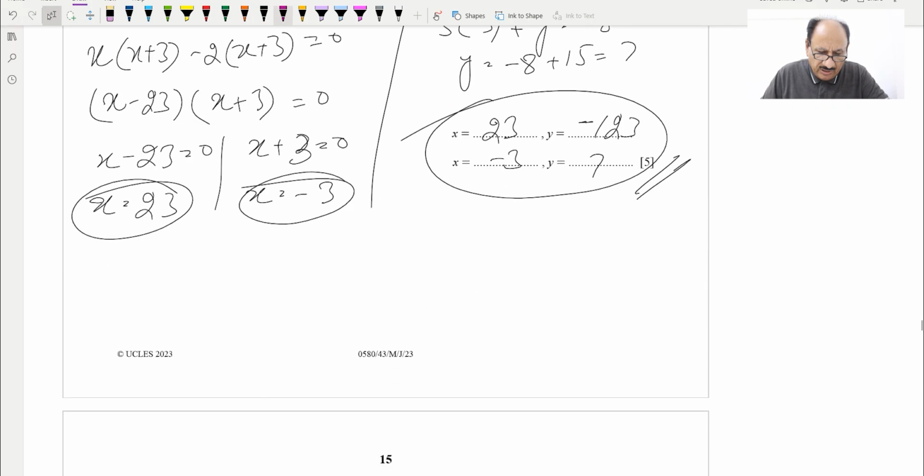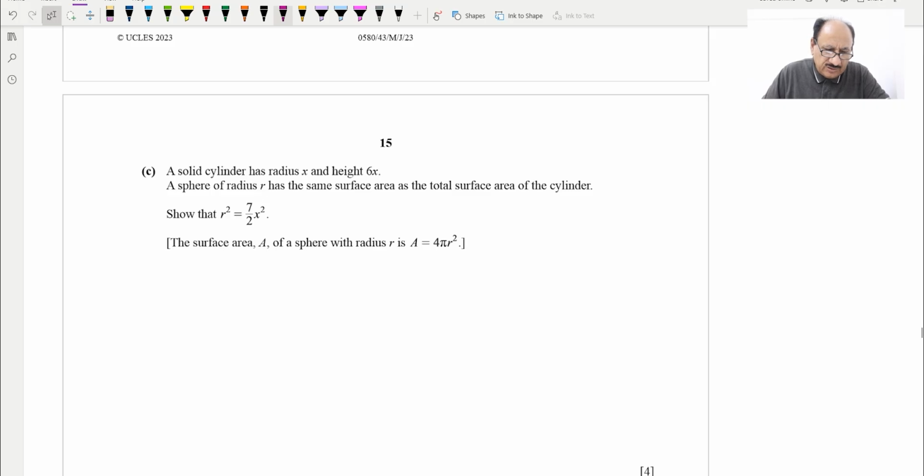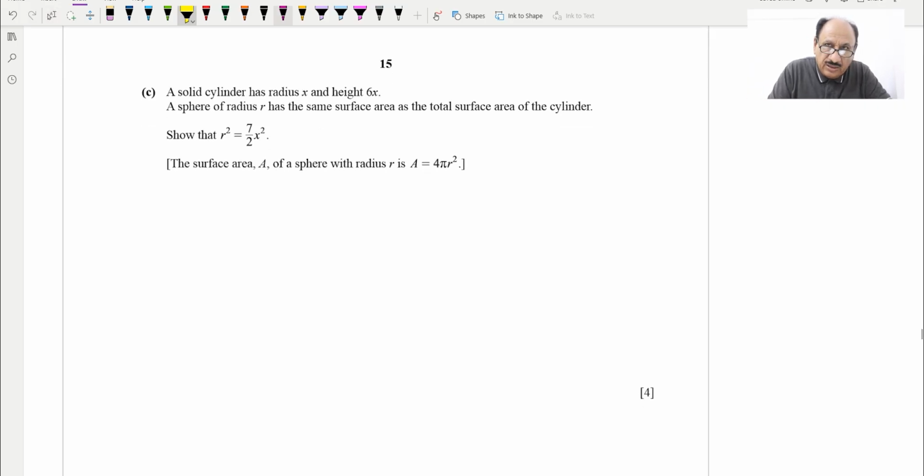Now we can move to the next part, which is the C part, and the C part says a solid cylinder has a radius of x and height 6x. So the sphere of radius r has the same surface area as the total surface area of the cylinder. Show that this is equal to this, and the total surface area formula is provided. Basically, the surface area of the sphere is 4 pi r square.